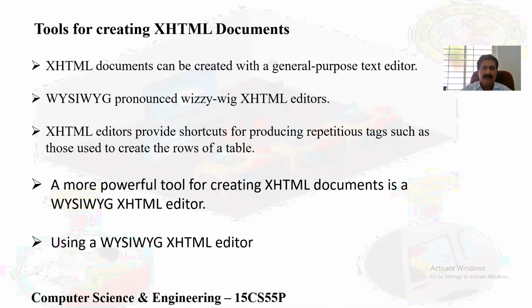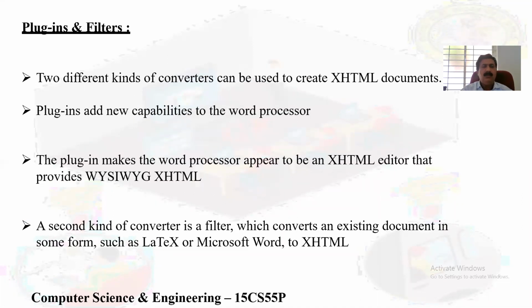Using an XHTML editor, two kinds of converters can be used to create XHTML documents. Plugins add new capabilities to the word processor. The plugin makes the word processor appear to be an XHTML editor that provides WYSIWYG XHTML. A second kind of converter is a filter, which converts an existing document in some form such as LaTeX or Microsoft Word to XHTML.